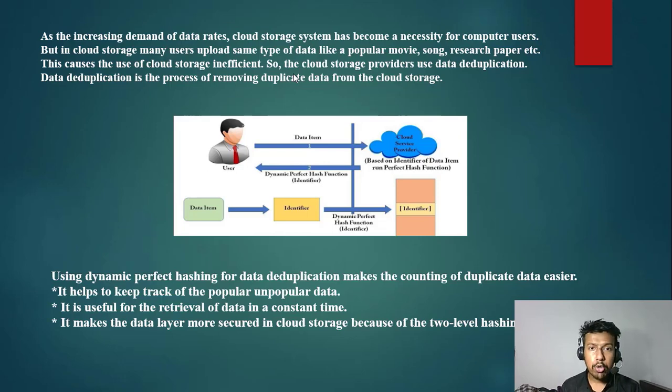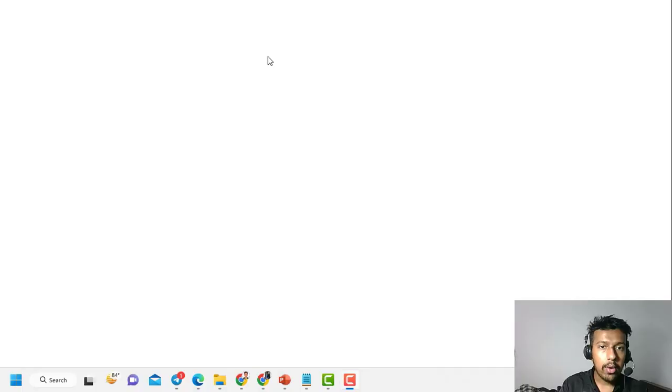Data deduplication is the process of removing duplicate data from the cloud storage. It helps to keep track of popular or unpopular data, and it makes the counting of duplicate data easier. It is useful for retrieval of data in constant time. It makes the data layer more secure in cloud storage because of the two-level hashing.